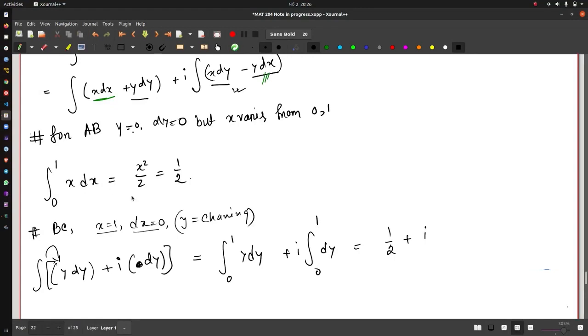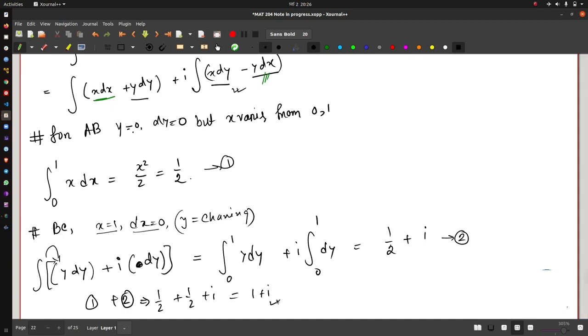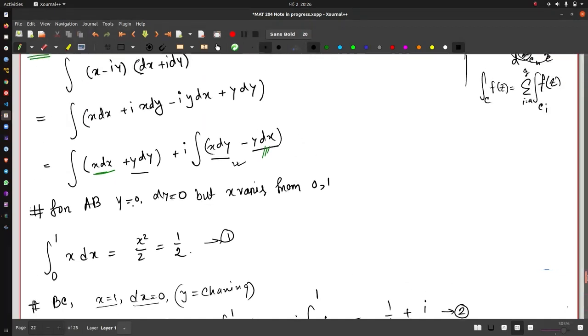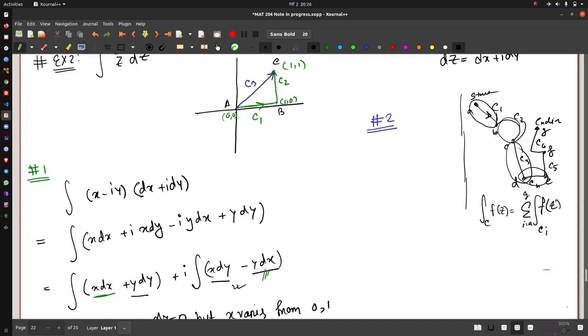And if you just add these two results, call it 1 and call it 2, that means contributions from AB and BC, you will have 1/2 plus 1/2 plus I, which is equal to 1 plus I. This is our result for this contour, that means going from A to B and then B to C.